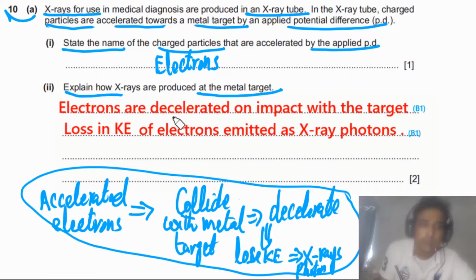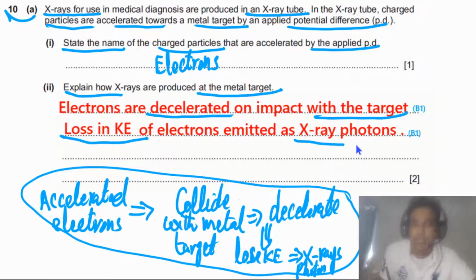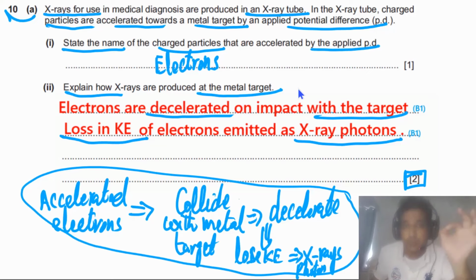You can say electrons are decelerated on impact with the target, matter target. Loss in KE of electrons is emitted as X-ray photons. This question has 2 marks. These are 2 B marks. If you have written this, you will get 2 marks. Pretty straightforward one. You need to understand how X-rays are produced.